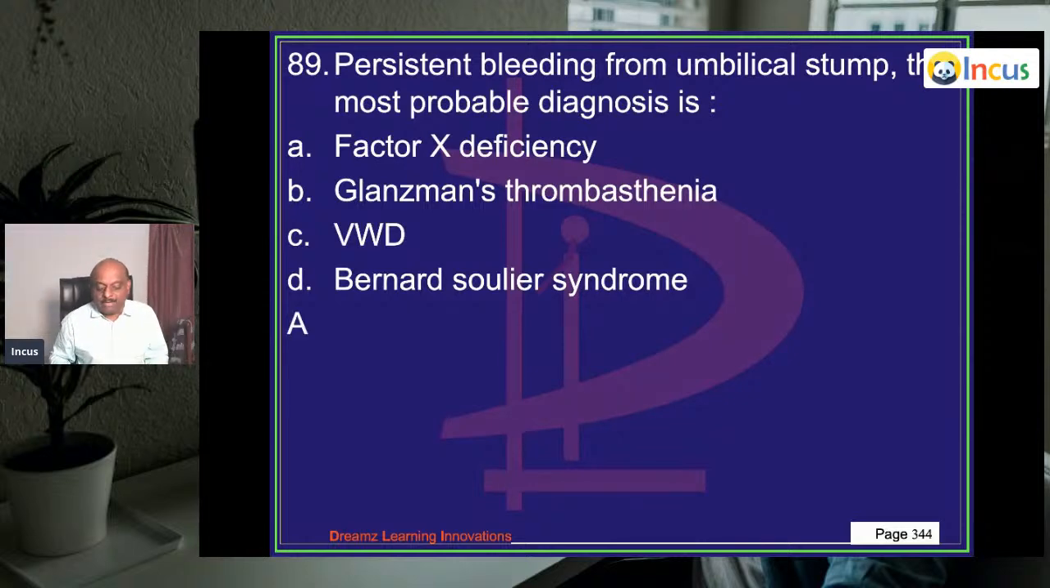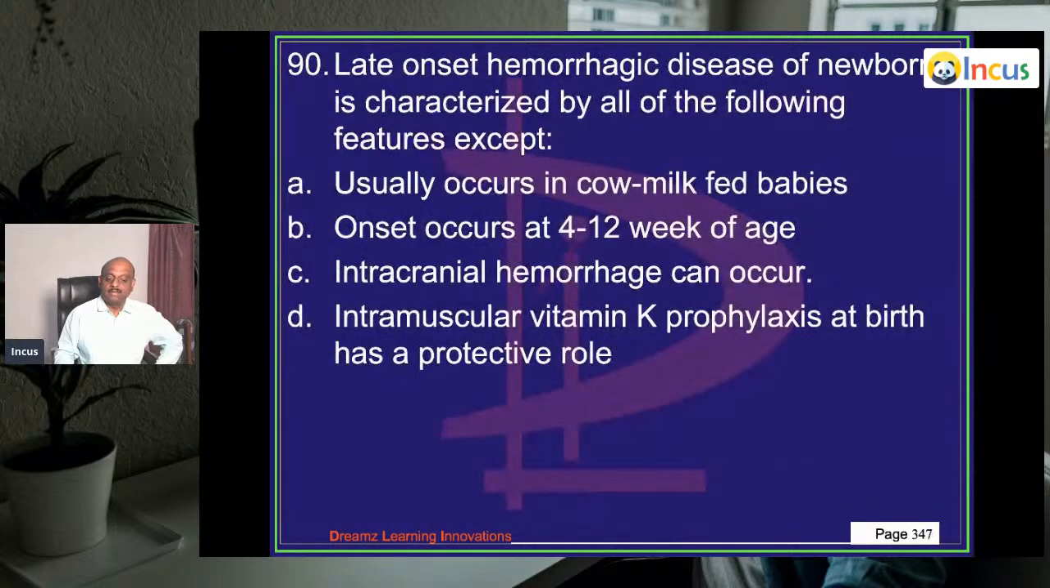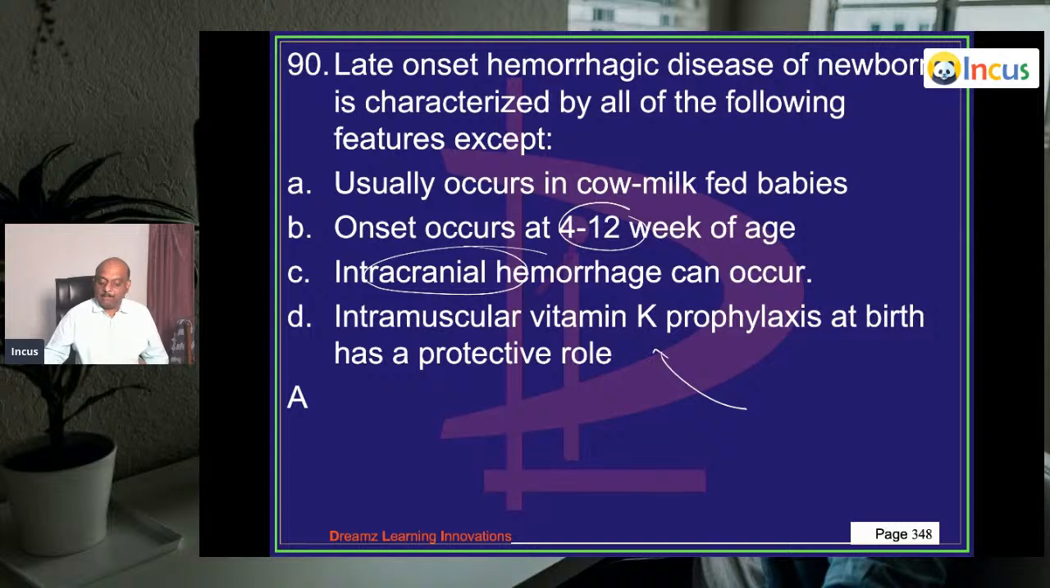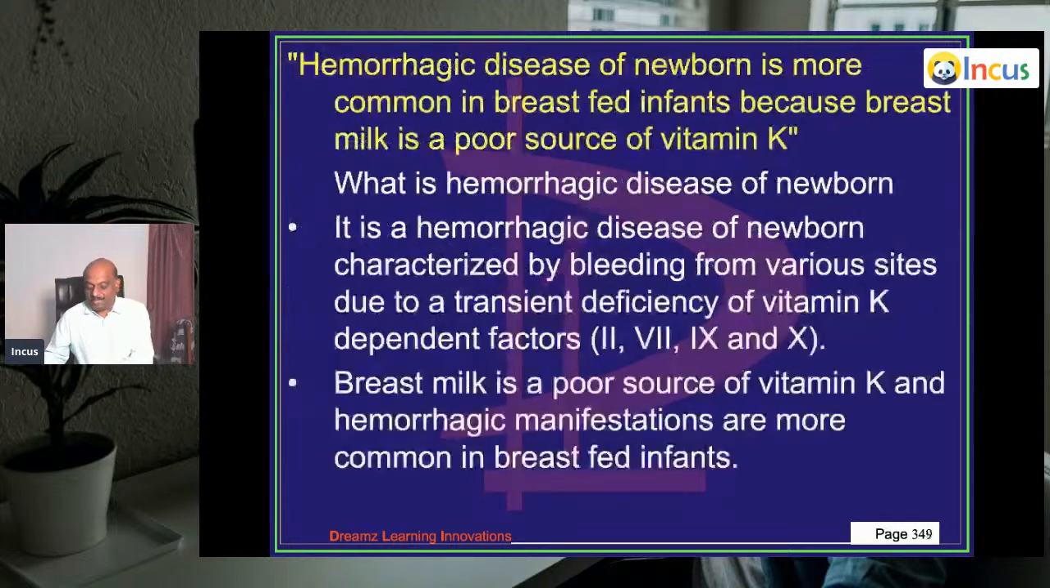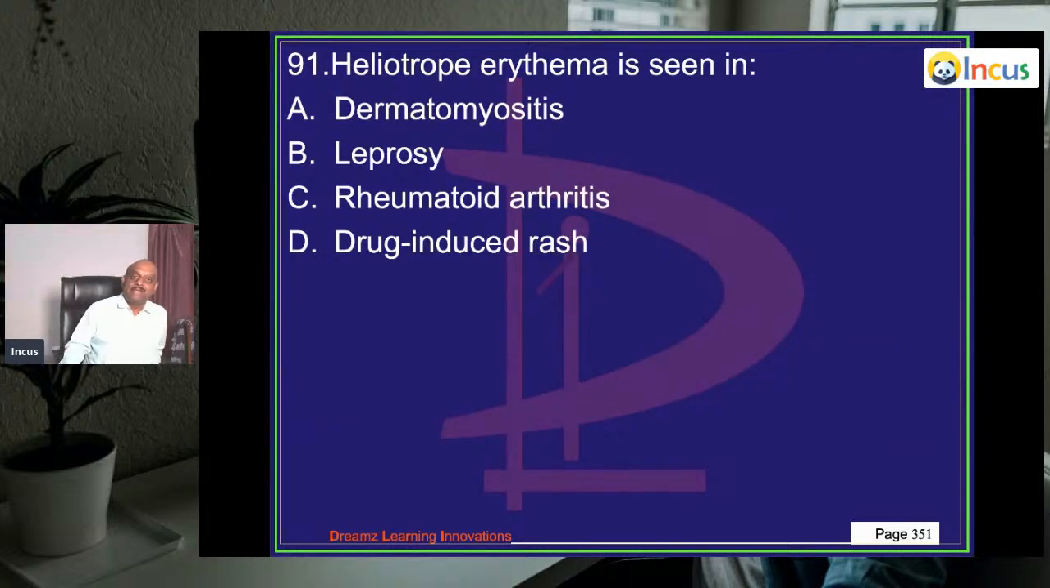Persistent bleeding from the umbilical stump, think of factor 10 deficiency. Late onset hemorrhagic disease of the newborn: at 4 to 12 weeks of age, intracranial hemorrhage can occur. If you give vitamin K prophylaxis IM, it has a protective value. Hemorrhagic disease of the newborn is more common in breastfed infants because breast milk is poor in vitamin K. That is what you should remember.